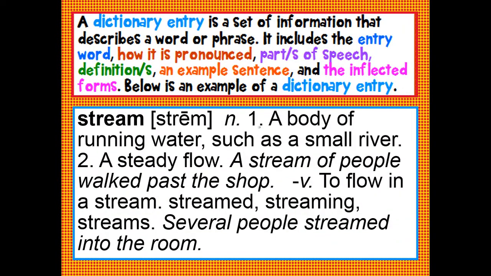A dictionary entry is a set of information that describes a word or phrase. It includes the entry word, how it is pronounced, part or parts of speech, definition or definitions, an example sentence, and the inflected forms. Below is an example of a dictionary entry. Stream.